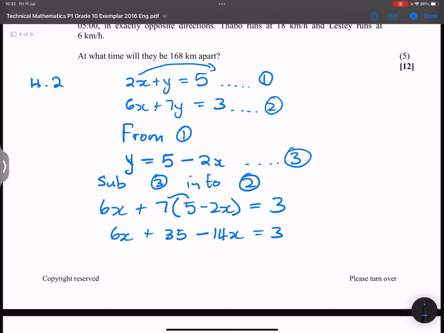Right, and what do I have? I'm going to take the 35 to the other side, okay? And I've got 6x minus 14.